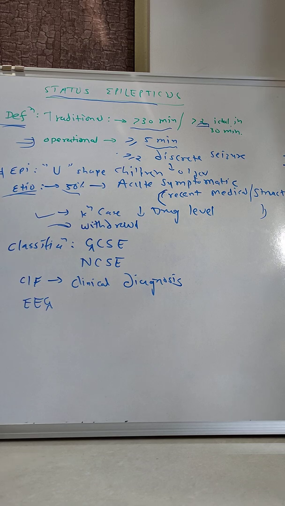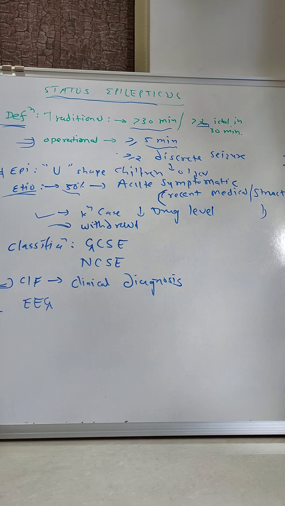In classification, what we are usually talking about is generalized convulsive status epilepticus. We also have non-convulsive status epilepticus, like absence status epilepticus, where we don't see convulsions. Clinical features: seizures lasting more than 5 minutes have been traditionally defined as status epilepticus. Usually that diagnosis is clinical.